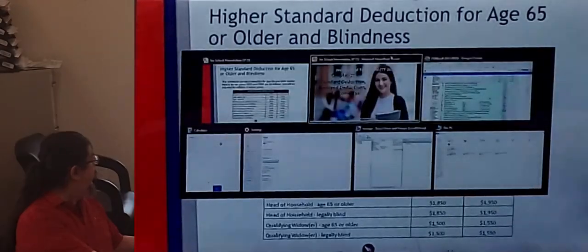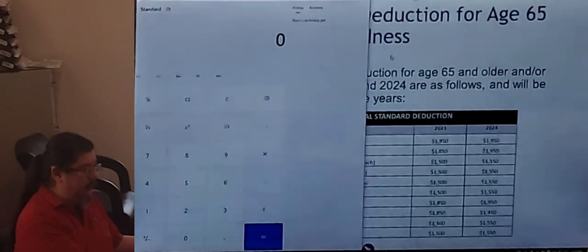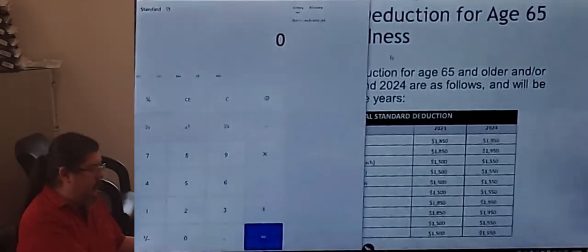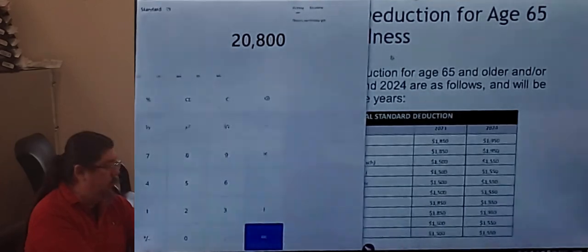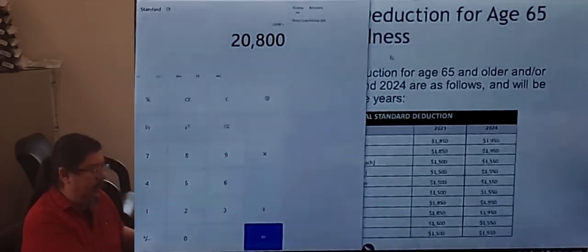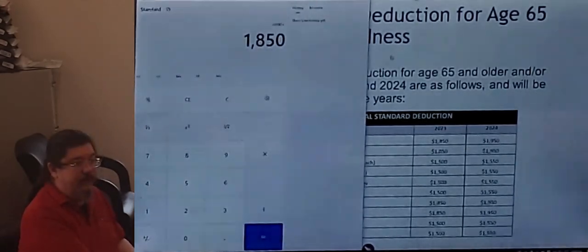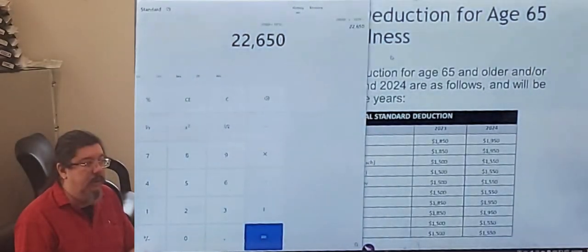So let's, for example, say that we have a taxpayer who is head of household and over 65 but not blind, and we're doing their 2023 return. So for head of household, their standard deduction would be $20,800. And then in the 2023 column, they get an extra $1,850 standard deduction for a total standard deduction of $22,650.